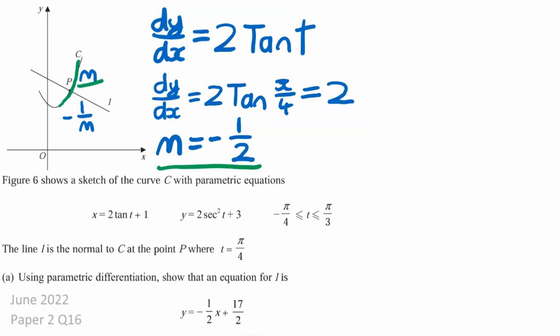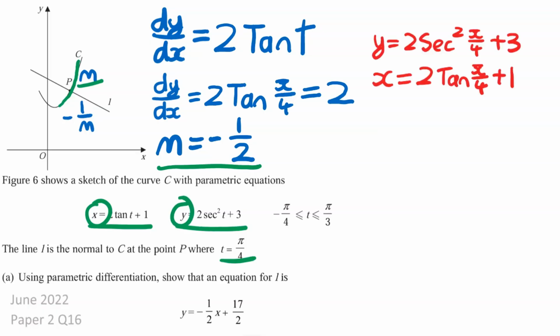Now we just need a point on the line, and this is easy because we're told this is where t is equal to pi over 4, so we can sub this into these two parametric equations in order to get our x and y. That's what I've done here. I've subbed in t is equal to pi over 4, so for y it's 2 sec squared of pi over 4 plus 3, which if you put into a calculator is equal to 7, and x is equal to 2 tan of pi over 4 plus 1, which if you put into a calculator is equal to 3. So the point P, one of the points on this normal, is (3, 7).